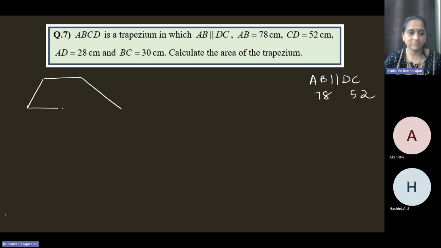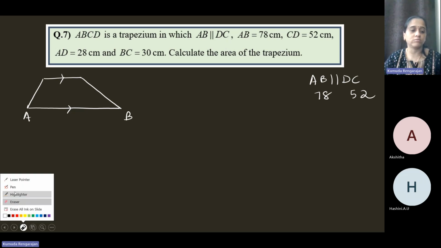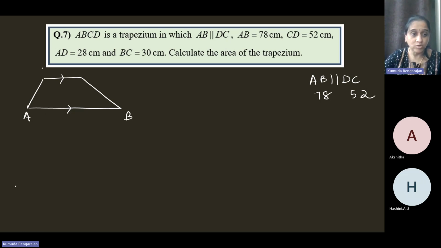Scalene trapezium. A normal trapezium is a scalene trapezium. All right. So AB and CD here are the parallel sides. A, B, C, D. When you're marking, you should not mark A, B, and C here. All these details are very important. You should not mark CD like this, or like that.